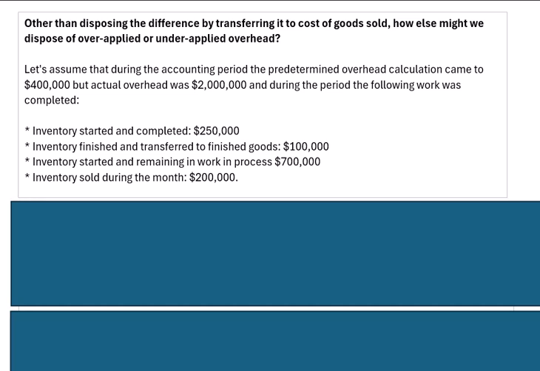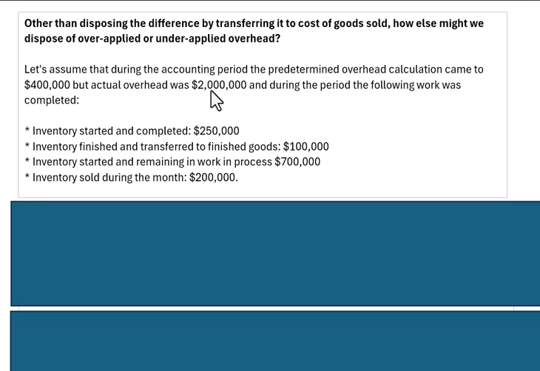Other than disposing the difference by transferring it to cost of goods sold, how else might we dispose of over-applied or under-applied overhead? All right, so let's go through this example. Let's assume that during the accounting period, and this could be a month or a year, the predetermined overhead calculation came to $400,000, but actual overhead was $2 million during the period.